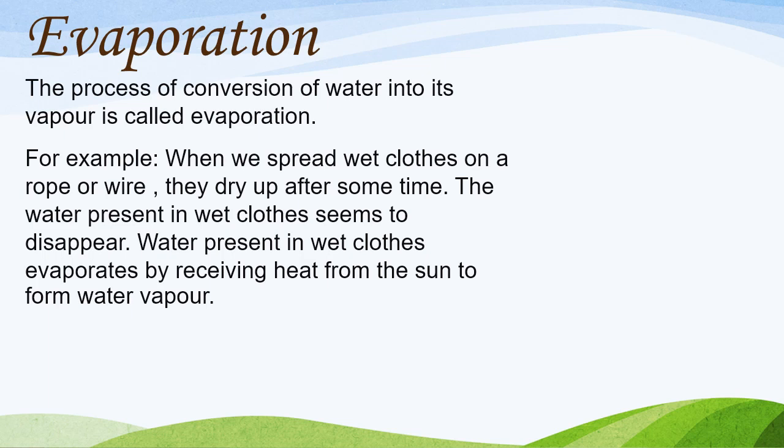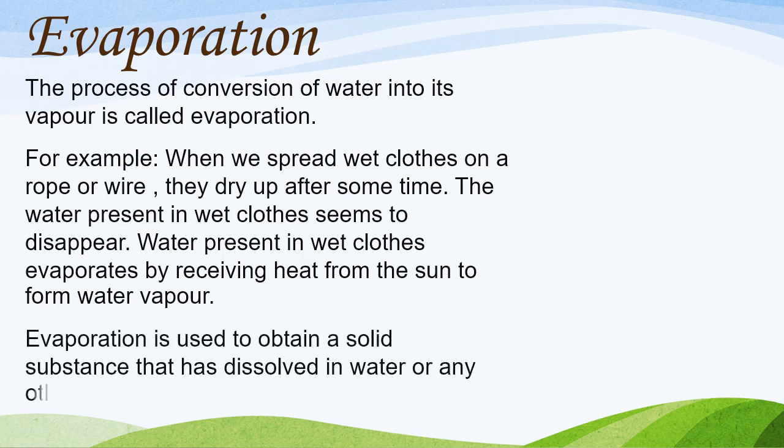The sun gives heat to the clothes, so that's why the water present in wet clothes seems to disappear. It evaporates by receiving heat from the sun to form water vapor. It forms water vapor and it goes up. So that's why after some time the clothes dry up. Evaporation is used to obtain a solid substance that has dissolved in water or any other liquid.